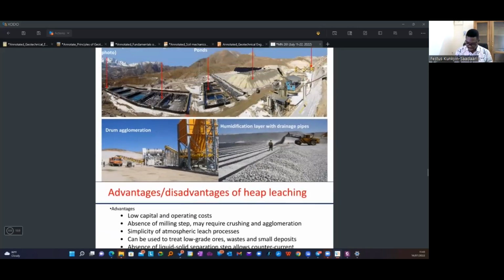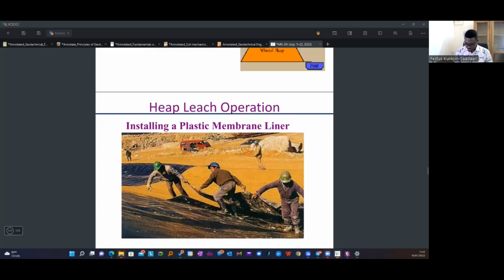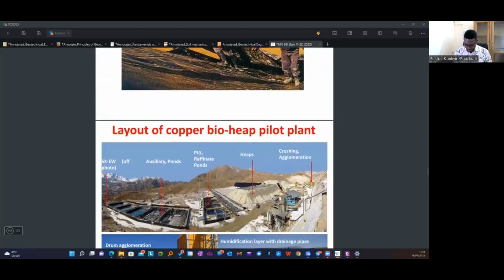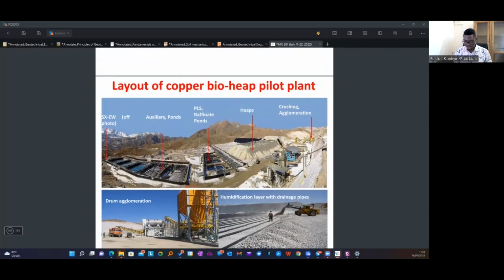You realize that this particular heap looks very soft. So I don't know whether after the chemicals they dumped on it, that will dissolve and make it look as if it has been melted.